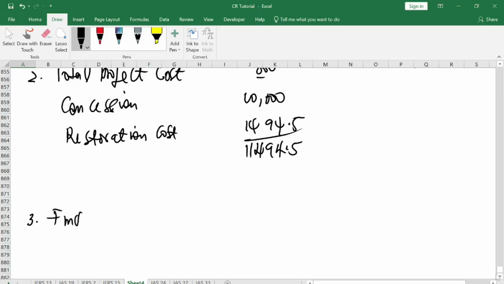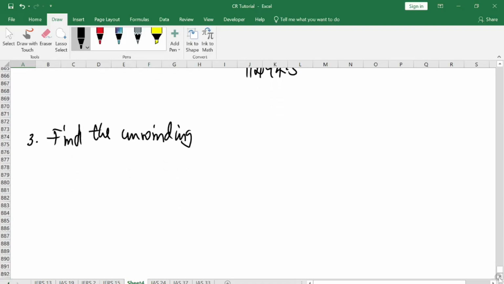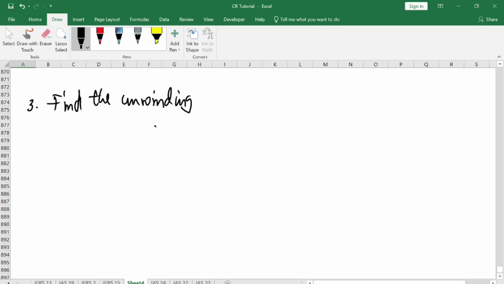You find the unwinding. So how do you find the unwinding? The years are 5 years. You start with year 1, year 2, year 3, year 4, year 5. Now, the present value of the restoration cost is how much?